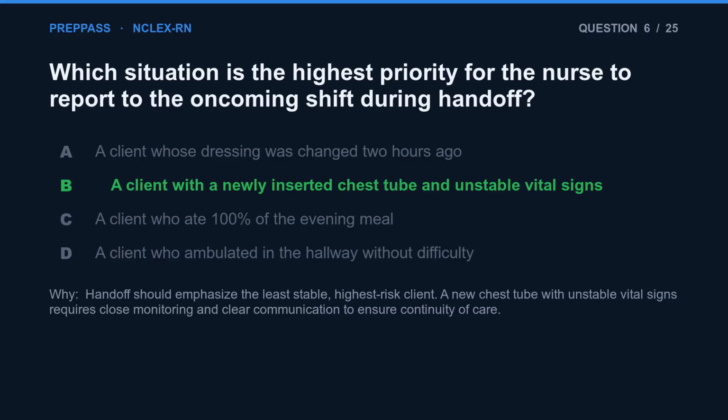The correct answer is B. Handoff should emphasize the least stable, highest risk client. A new chest tube with unstable vital signs requires close monitoring and clear communication to ensure continuity of care.